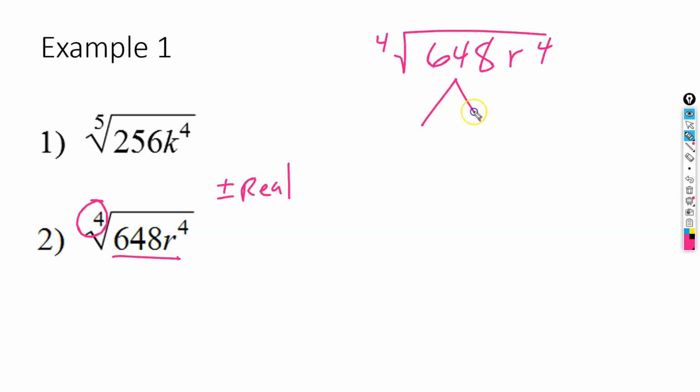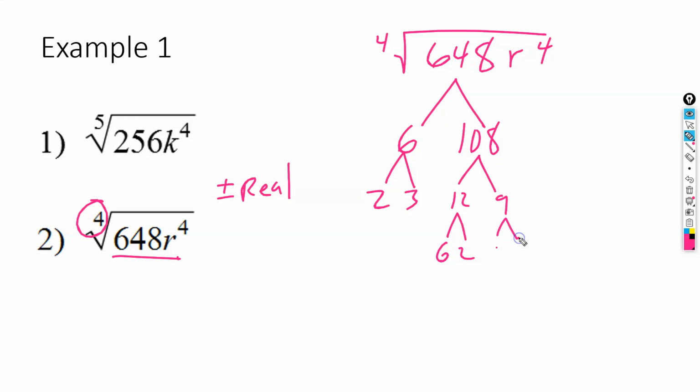So first of all, we have the 648. I'm pretty sure 6 goes in there. 6 goes into 6 once and 48 8 times. So we have 6 goes into there 108 times. 6 is 2 times 3. And 108, isn't that 12 times 9, I believe? 12 is 6 times 2, and 9 is 3 times 3, and 6 is 2 times 3. All right, so we broke it down all the way.